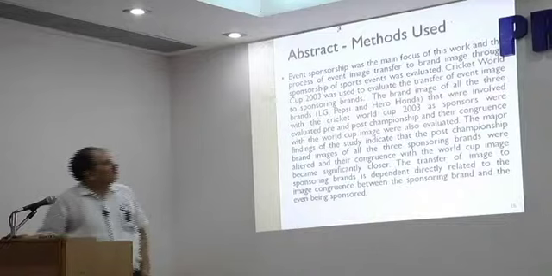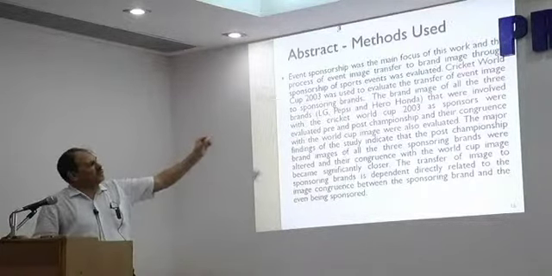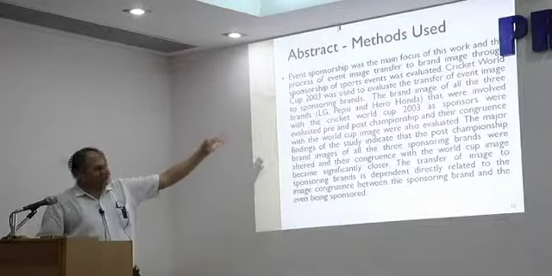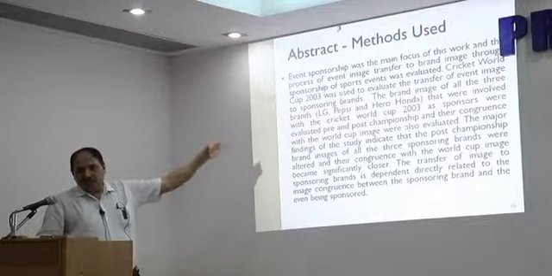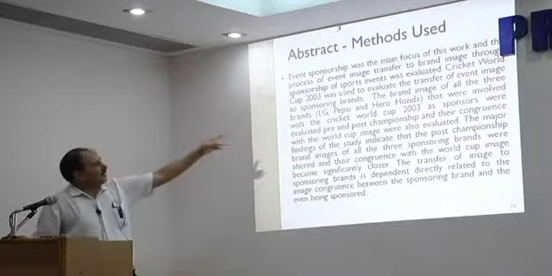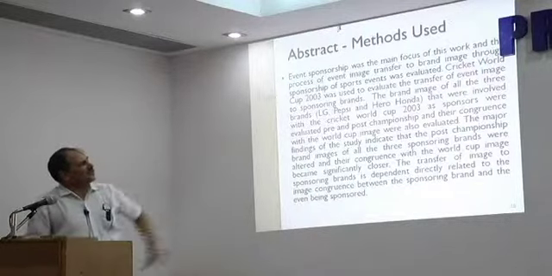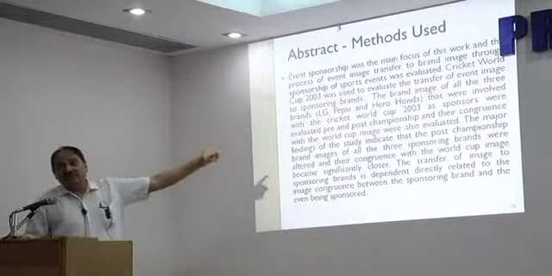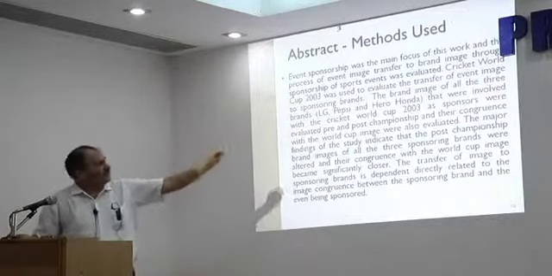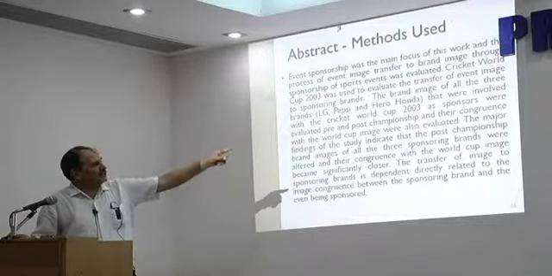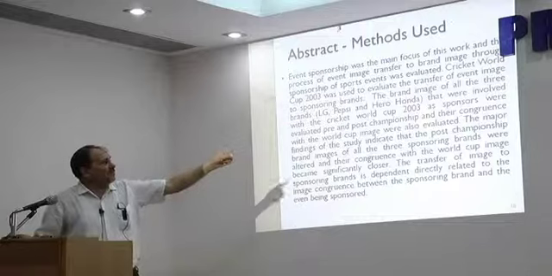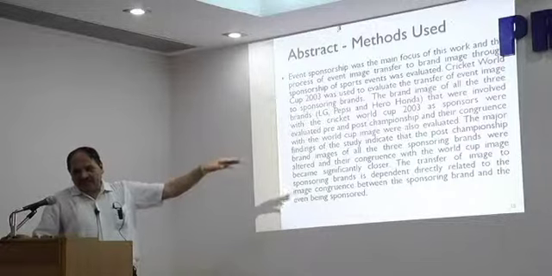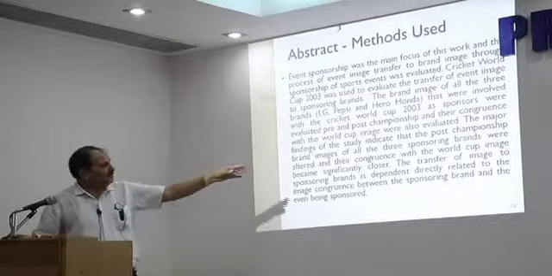Research methods used. Look at this: Cricket World Cup 2003 was used to evaluate the event selected. This is a paper that's very old, but in 2003 or 4 I had written this. So, Cricket World Cup 2003 was used to evaluate the transfer of event image through sponsoring brands. The brand image of all the 3 brands, LG, Pepsi and Hero Honda, that were involved with the Cricket World Cup 2003 as sponsors were evaluated pre and post championship. That means it's a pre and post study, where the brand image was evaluated before the World Cup and after the World Cup.